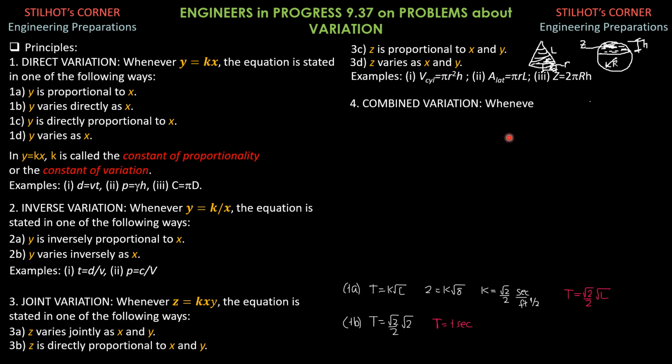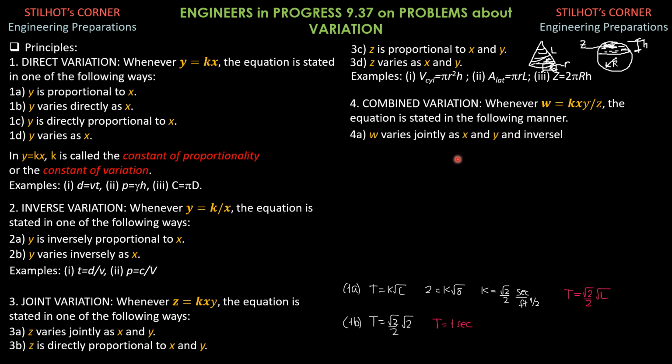Then combined variation, this is the last. Whenever w equals kxy over z, the equation is stated in the following manner. By the way, in these variations, it doesn't mean that the exponents of the variables are always 1. It may be 1, it may be cube, it may be 2. So here also, w varies jointly as x and y and inversely as z.